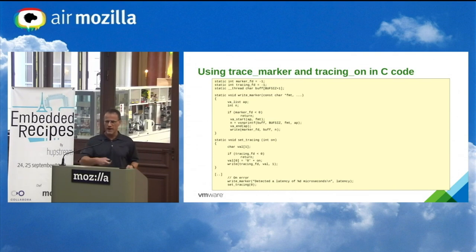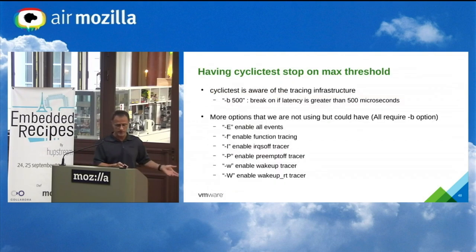So write that, here's my problem. You write where the problem happened and then stop tracing. That way, the ring buffer doesn't overwrite. If you don't stop it right away, you may lose the data that you want to trace. Cyclic test has this already built into its application. It's had it for a long time.